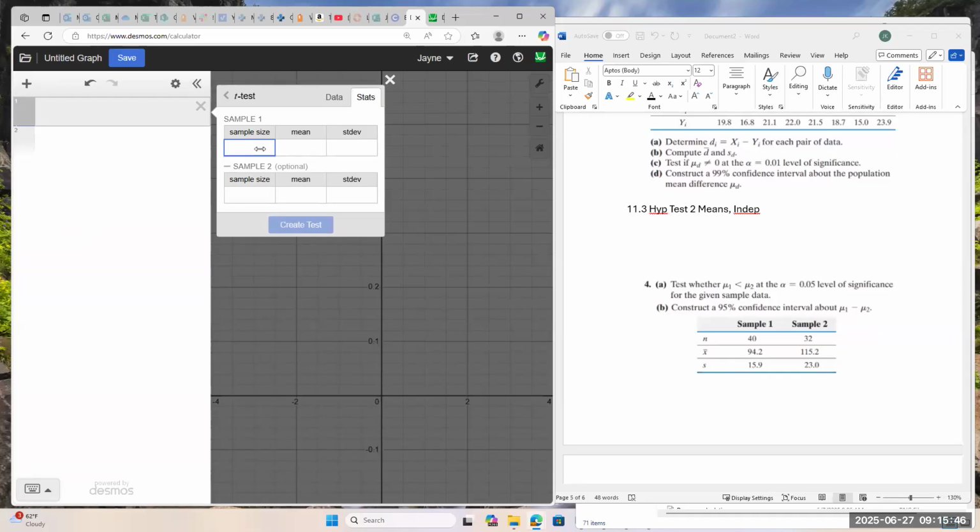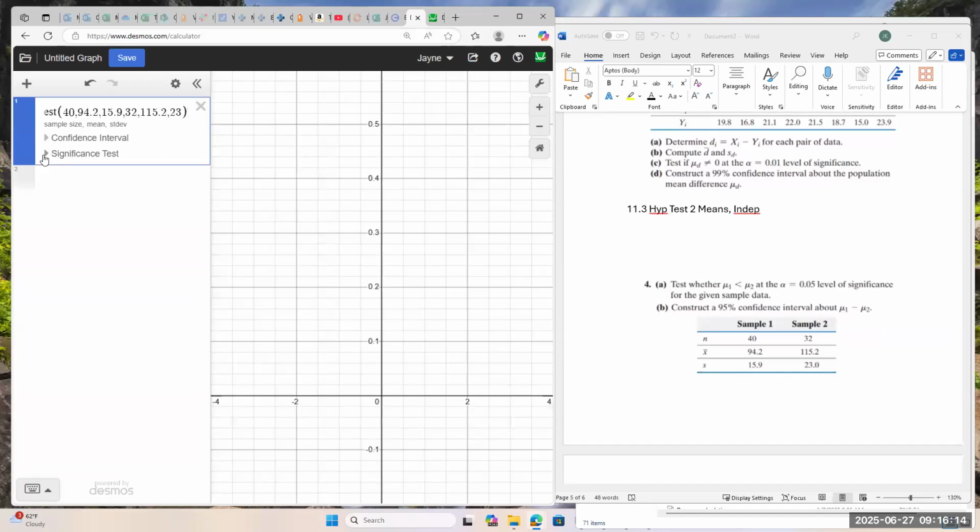So I can click here, and now I'm able to enter sample 1 statistics and sample 2 statistics. For sample 1, my sample size is 40. My mean is 94.2, and standard deviation is 15.9. For sample 2, I had a sample size of 32, a mean of 115.2, and a standard deviation of 23.